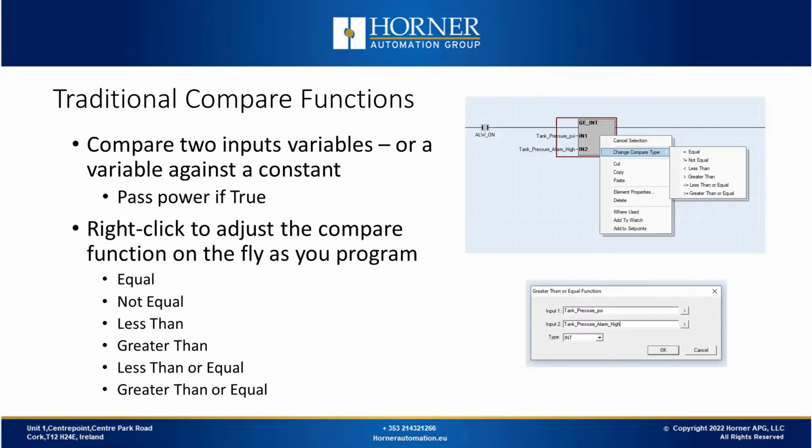With traditional compare functions, we start with two inputs to the function block. Then we have two variables that could be compared against each other, or you could compare one variable against a constant. And if they're true, they're going to pass power flow.